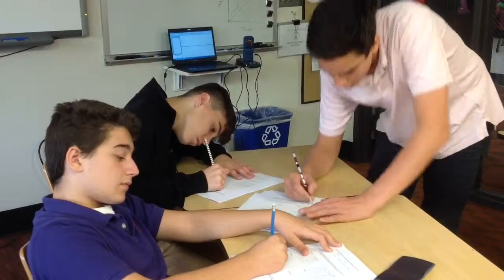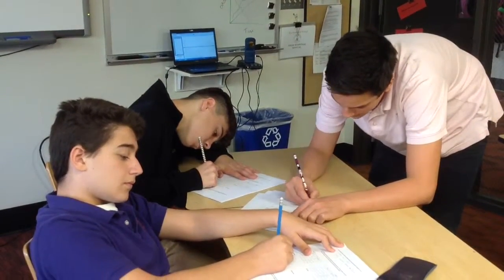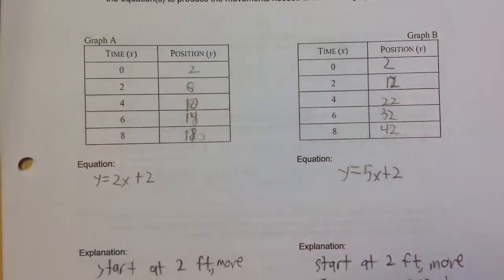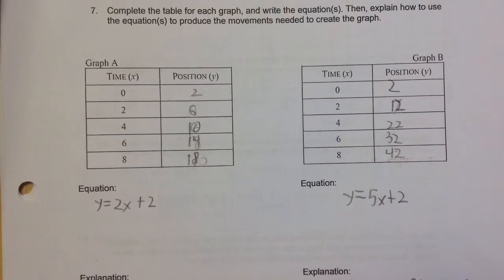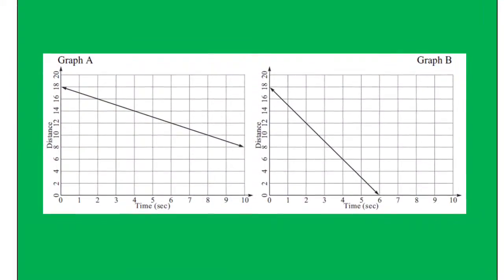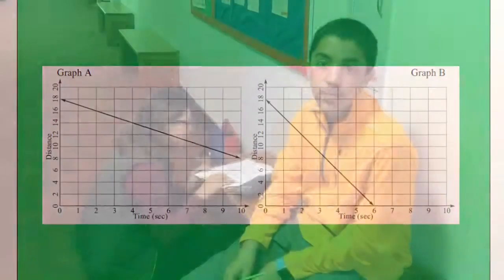Yeah, and it is 2 because at 0 you get 2x, and then at 2 you get 2. To make graph A, we need to walk 2 feet closer to the sensor every 2 seconds, which is 1 foot closer to the sensor every 1 second.